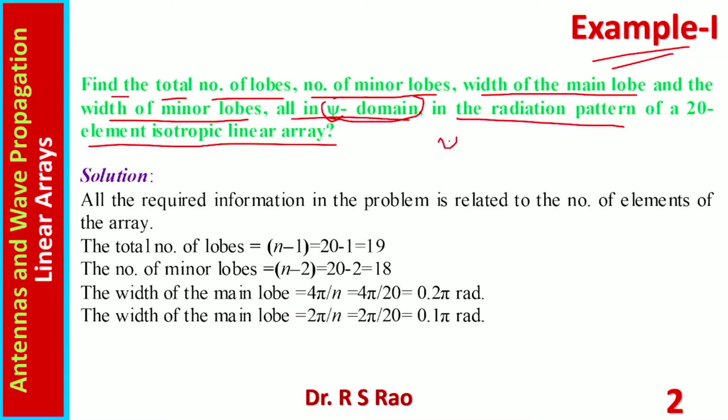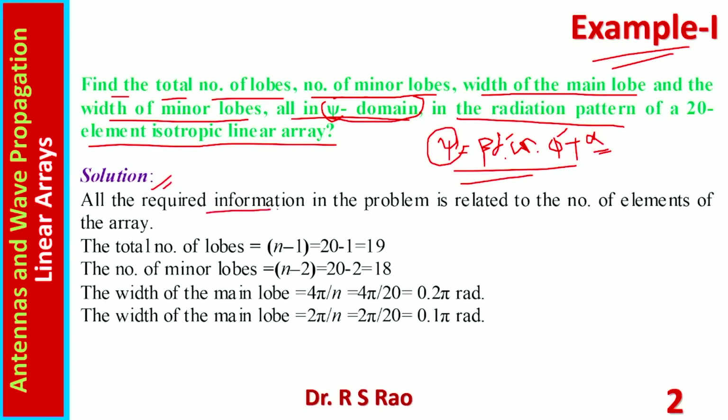Psi is the array phase function. It is given by beta d cos phi plus alpha. Alpha denotes phase progression pertaining to excitation currents. Phi is the observation angle. D is element spacing. Beta is 2 pi by lambda. Lambda is wavelength corresponding to operation frequency of the array. With this small explanation regarding psi, the array phase function, now let us move to the solution.